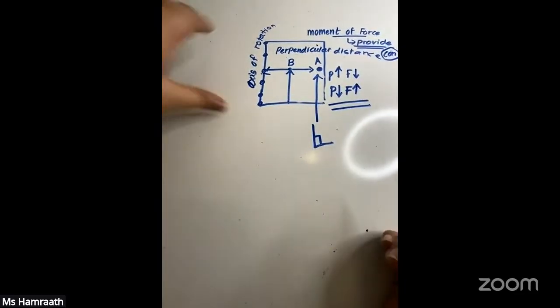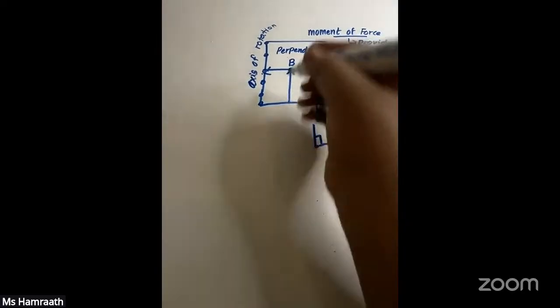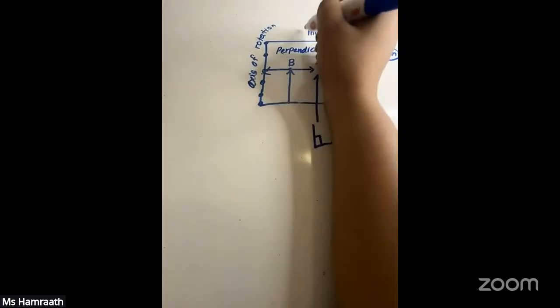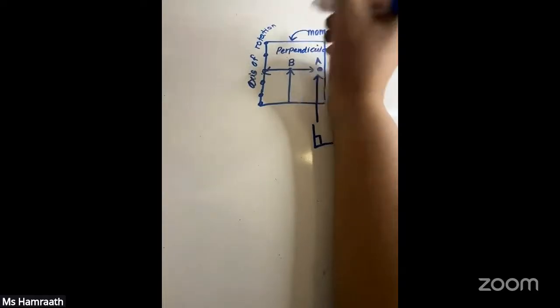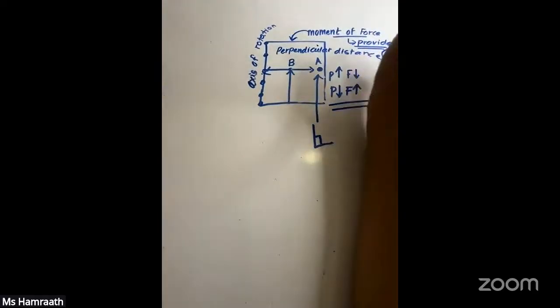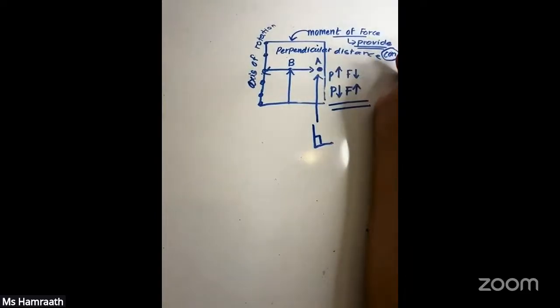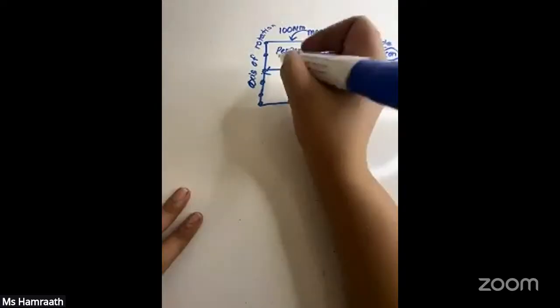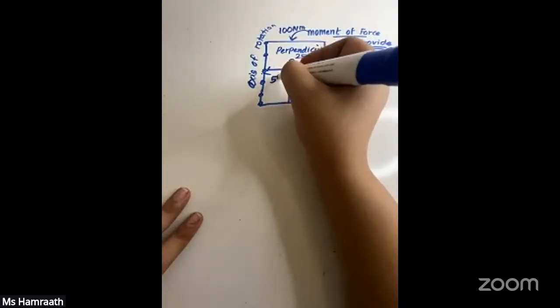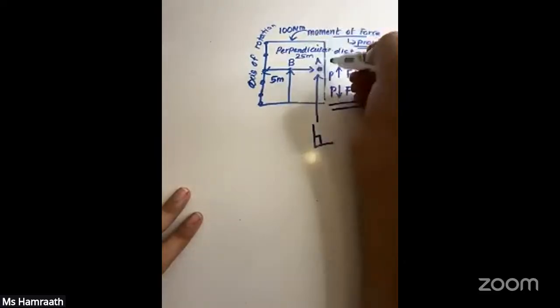Let me show you a question. Let me say the moment of force of the door is 100 Newton meter. And let's say the distance from A to the axis of rotation is 25, and from B to the axis of rotation, let me say it is 5 meter. So you can see that.